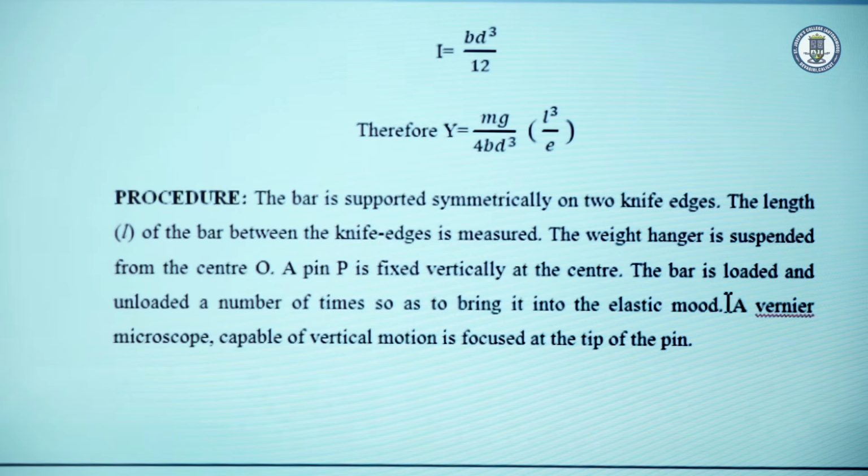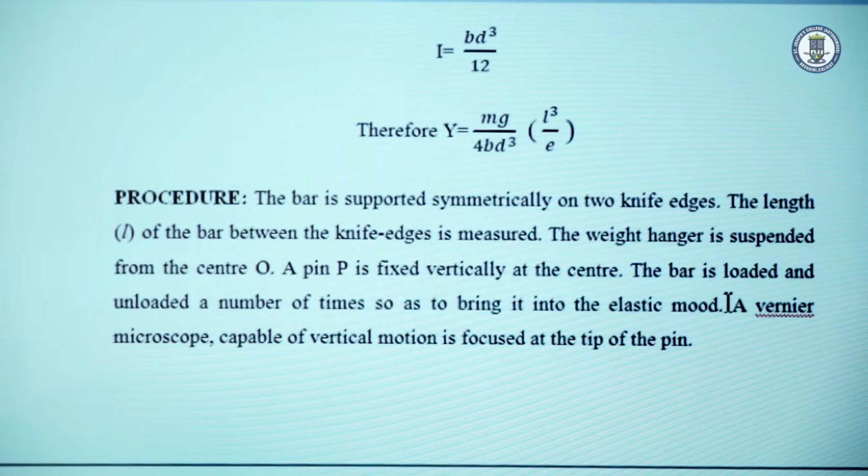That means for different lengths of the bar, the depression will be different. So our aim is to find out L cube by E. So to start with the experiment, the bar is supported on two knife edges. The distance between the two knife edges, L, is determined, and then the bar is loaded. Initially we are adding a dead load.